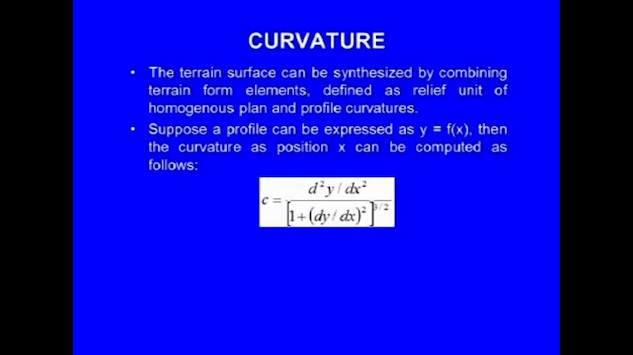The next descriptor is curvature. The terrain surface can be synthesized by combining terrain form elements defined as relief units of homogeneous plan and profile curvatures. Suppose a profile can be expressed as y as a function of x, then the curvature at position x can be computed as C is equal to the second differential of y with respect to x divided by 1 plus the first differential dy by dx whole squared, raised to the power 1.5.